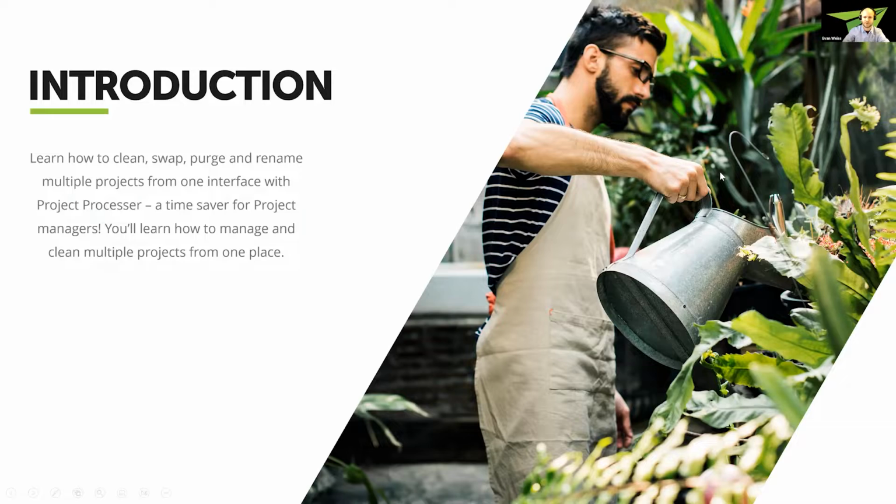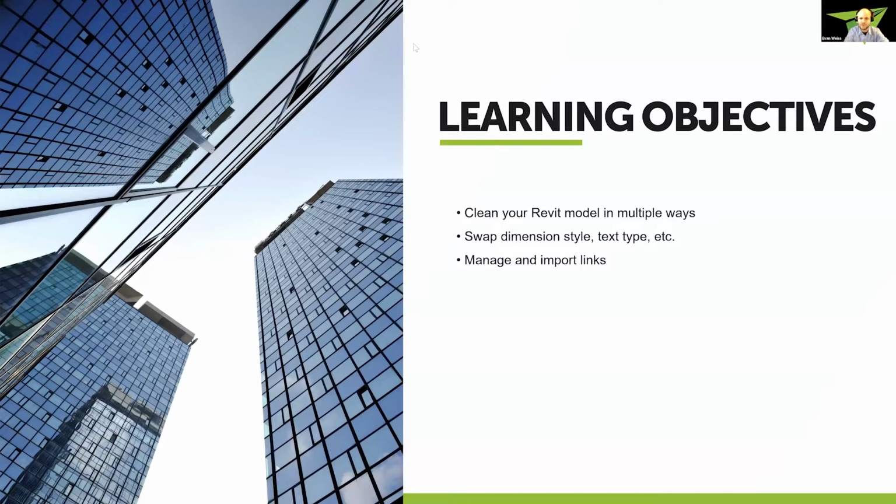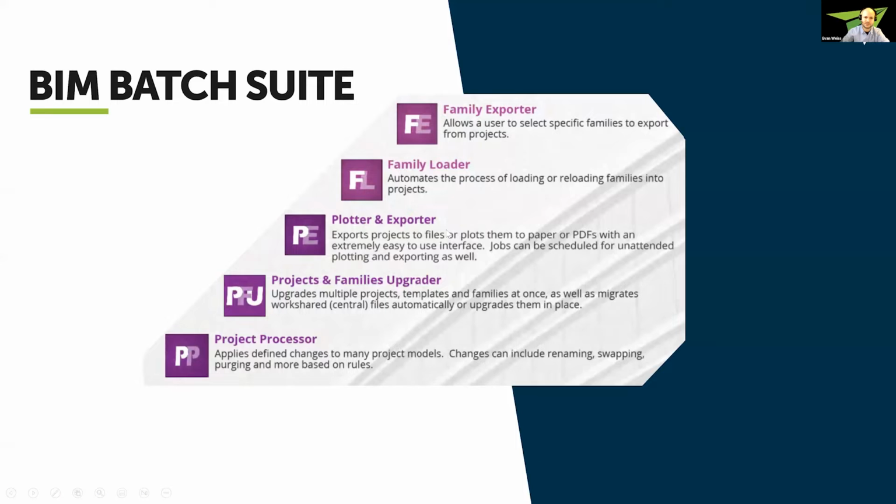All right, so we're going to focus on cleaning Revit models in multiple ways. I'll go through the project processor interface and show you all the different ways of doing it and how it's so effective. Some of the things like swapping out line styles, text, things like that, as well as links. So it's going to be really good.